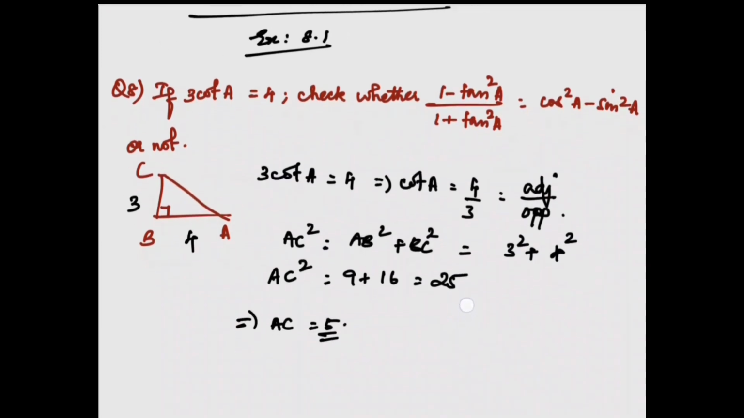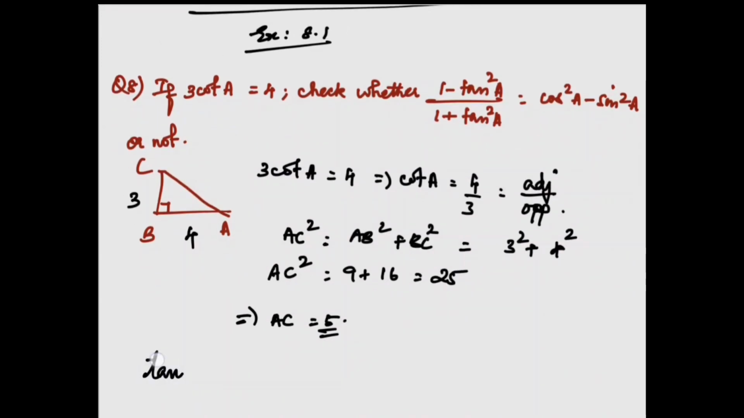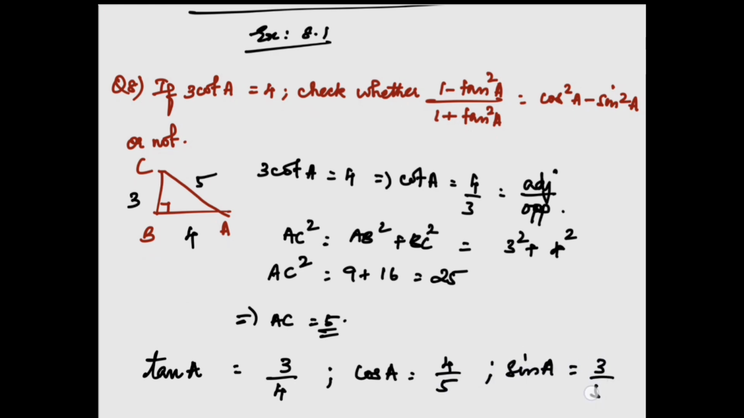Now what is tan A? Tan A is opposite by adjacent, that is 3 by 4. What is cos A? Adjacent by hypotenuse, that is 4 by 5. What is sin A? That is opposite by hypotenuse, that is 3 by 5.